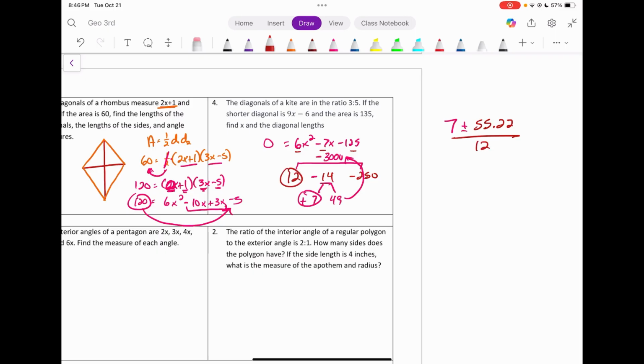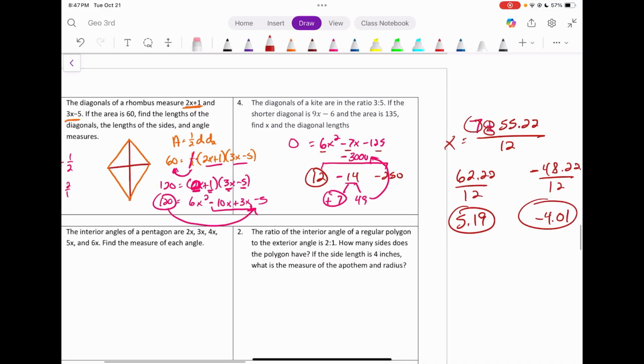So again, you've got two different x values. I'm going to go ahead and put x equals. Normally in geometry, we throw the negative away. But we're going to do 7 plus the 55.22. That's going to be 62.22 divided by 12. The 7 minus is going to be negative 48.22 divided by 12. So 62.22 divided by 12 gives you about 5.19. There's your first answer. And then negative 48.22 divided by 12 gives you a negative 4.01.